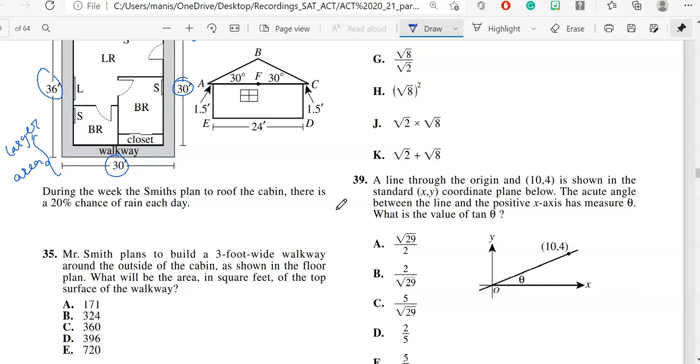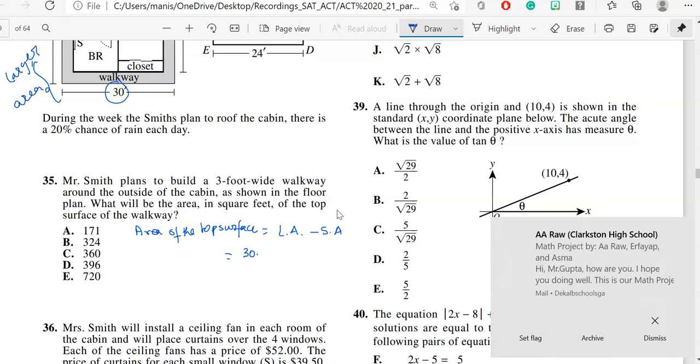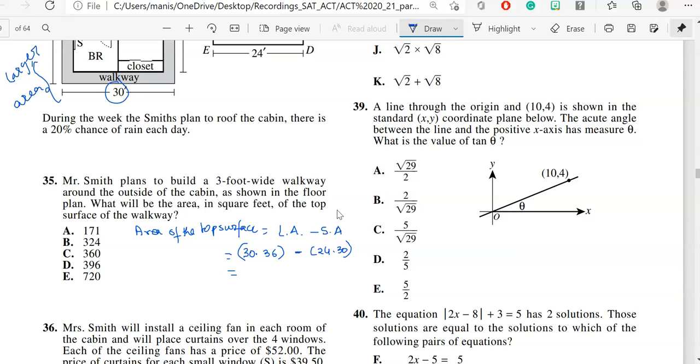The formula we will use is you will find the larger area and then find the smaller area and then subtract. So the area of the top surface is equal to larger area minus smaller area. In this case, the larger area will be 30 times 36 minus 24 times 30. When you do this, you end up with 1050 minus 720. So your answer will be 360 square feet. Choice C will be your correct answer.